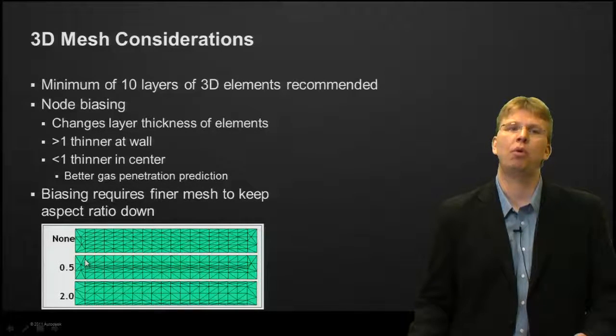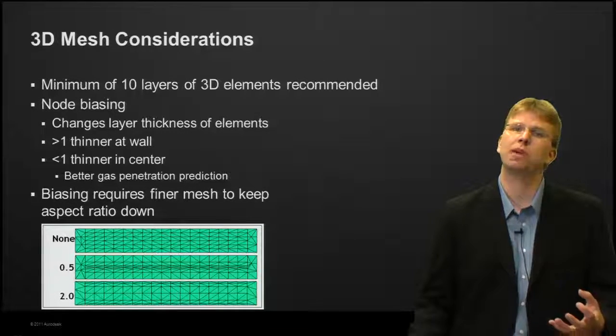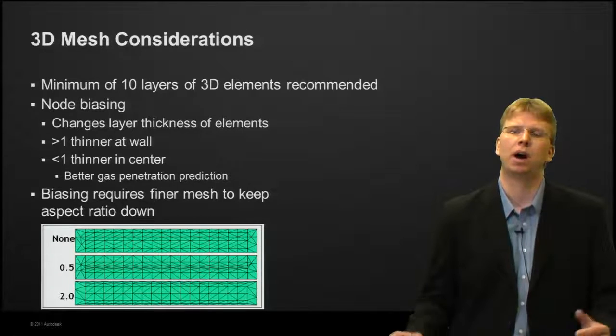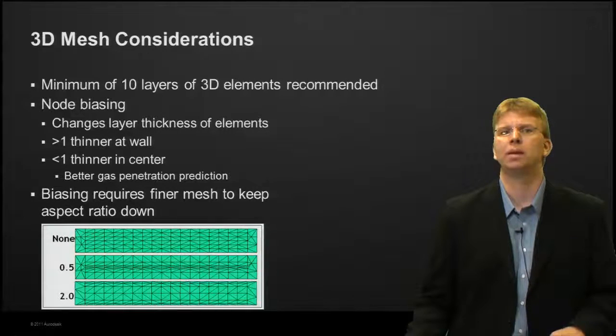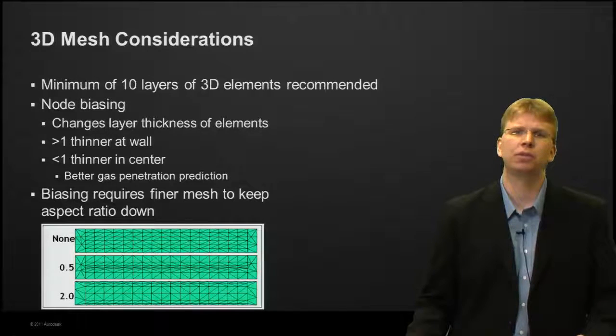And then we have a 0.5 value of node biasing, where we get more elements in the center of the mesh itself. And that's great for gas assist because that will give us more accurate predictions of the gas flow length, because we have more mesh in the area where everything is happening. And then we can also bias it the opposite direction. If we give it a value of 2, there'd be more elements at the skin, and that would be useful for something like predicting shear imbalances, for instance. So let's take a look at the model back in the program.